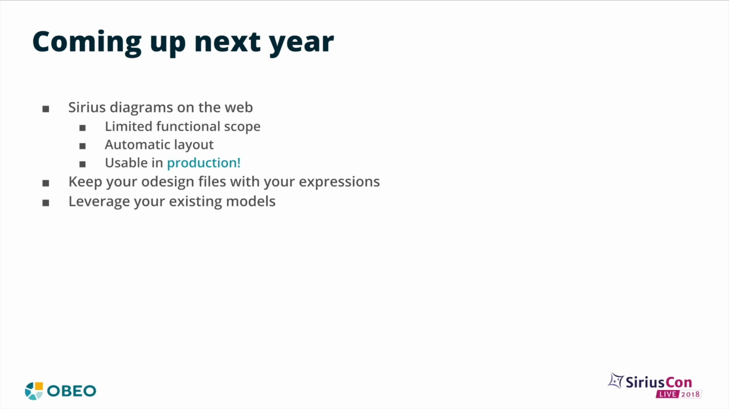Our main goal for next year is to provide a production-ready version of Sirius diagrams in the web. For the first version, the functional scope will be a bit limited, and some advanced features, such as the support for dialogues or wizard, may not be available in the beginning. You will be able to use this web-based version by reusing your ODesign file with your expression and your existing models. There will be changes in our API, so look for our announcement. We will tell you as soon as possible when we will make changes.